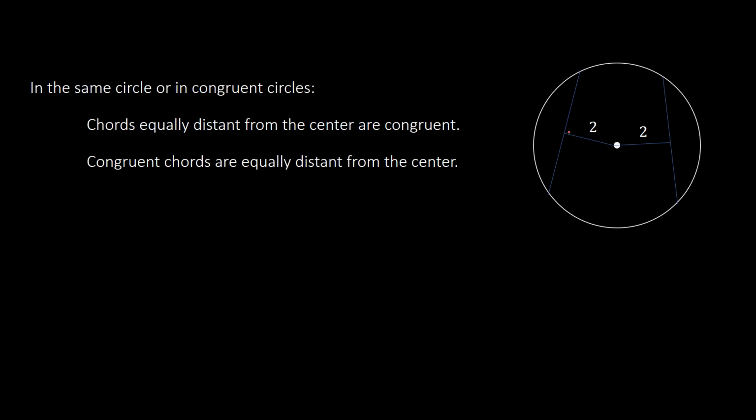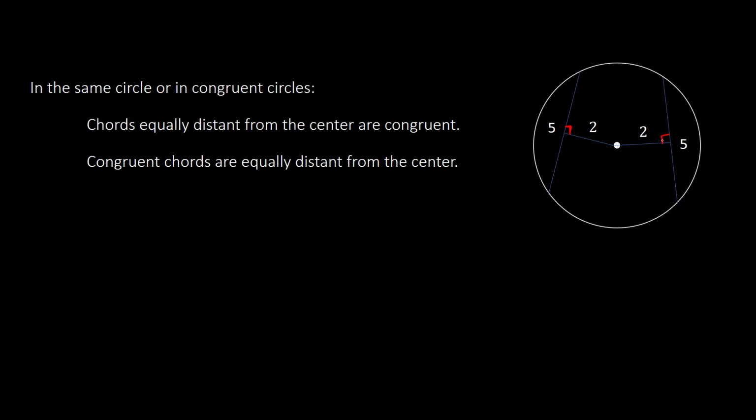then we can conclude the chords are going to be congruent. So if the one chord were 5 inches, then the other chord would also be 5 inches. By the way, when we say distance from the center, we are referring to a perpendicular distance. So this segment needs to be perpendicular, because that is the shortest distance from the center to that chord.